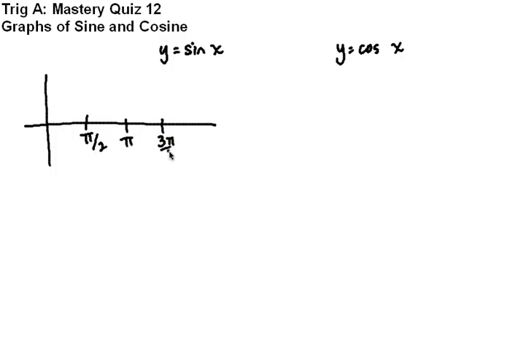These are the same labels as are at the corners of our unit circle. 0, of course, is to the right, pi over 2 is straight up, pi is to the left, 3 pi over 2 is straight down, and then 2 pi is the same place as 0.